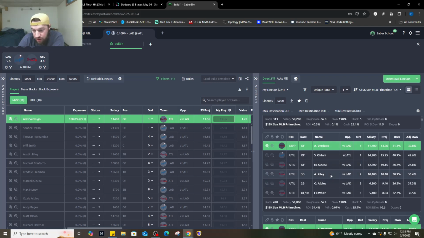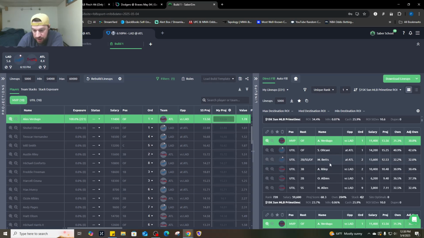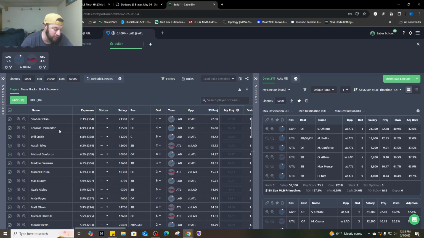Verdugo, Ohtani, Ozuna, Riley, Albies, and Eli White. Then you've got Verdugo, Ohtani, Betts. So, I mean, if you can make multiple lineups, obviously if you want to multi-enter, something like SaberSim is a great tool. You will see SaberSim pictures all the time, they're at the top.